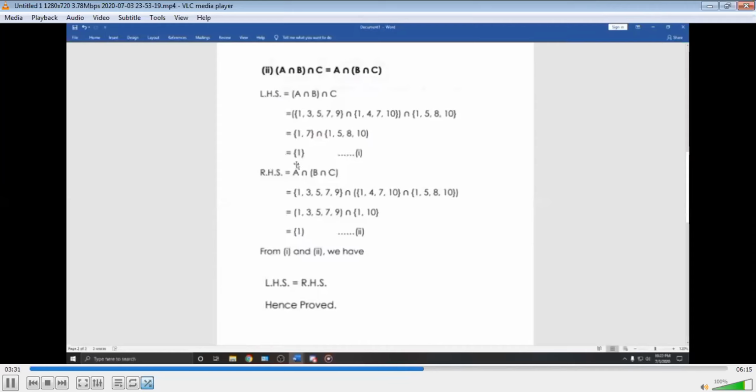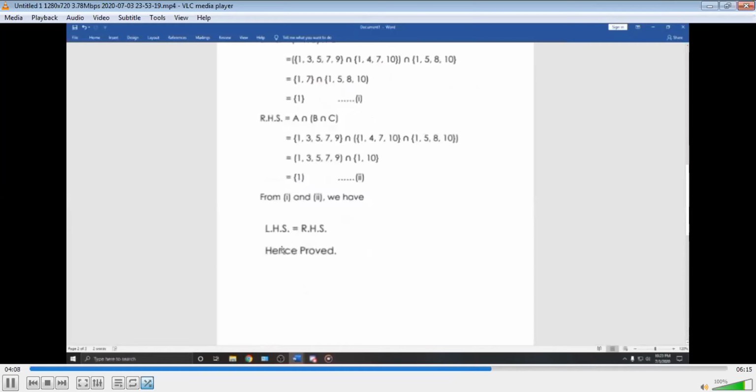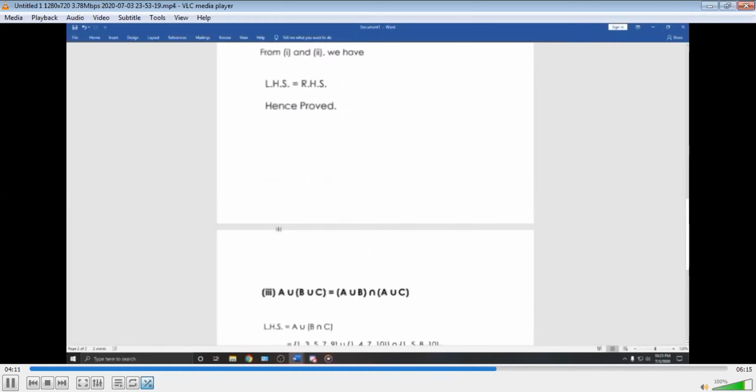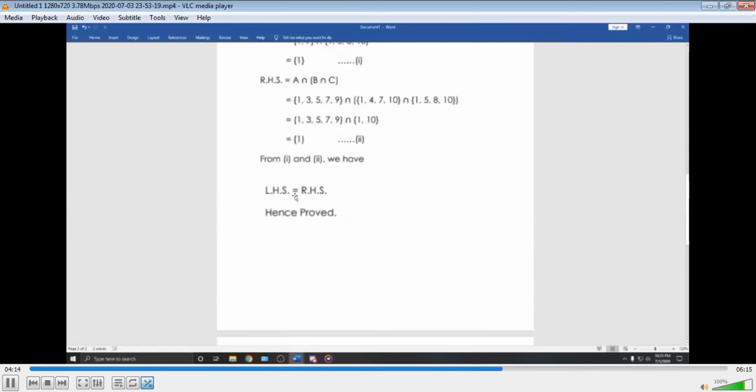Now we have to prove in this question that bracket open A intersection B bracket close intersection C equals A intersection bracket open B intersection C bracket close. In the right hand side, firstly we take the intersection between B and C as they are inside the brackets. Then we take the intersection between that and A. The final intersection is 1. So we prove that left hand side equals right hand side. Hence it is proved. This question is really easy and not much explanation is needed.